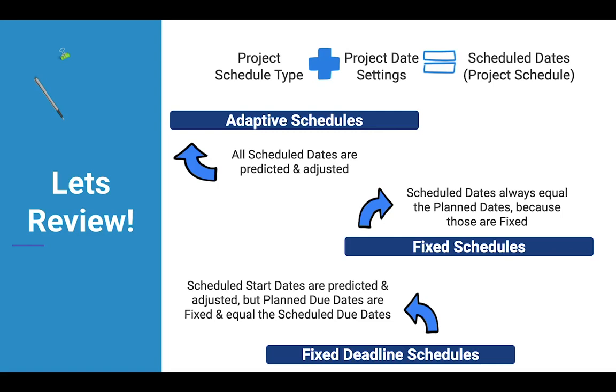Fixed schedules always set scheduled start and due dates to be equal to the planned dates because those planned dates are locked in. And fixed deadline schedules are a marriage between the first two types of schedules, where scheduled start dates are predicted and adjusted, but planned due dates are fixed and therefore always used as the scheduled due dates.